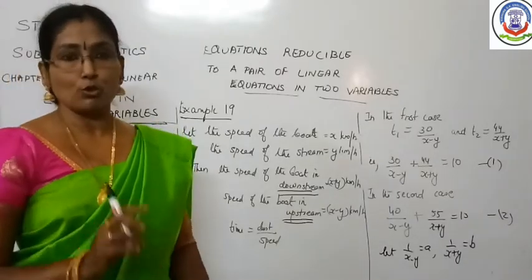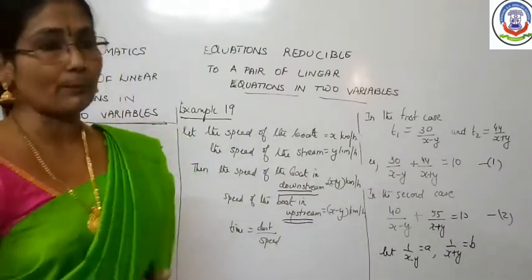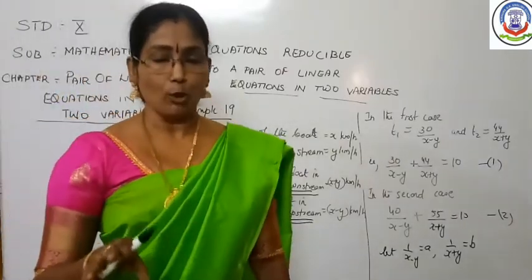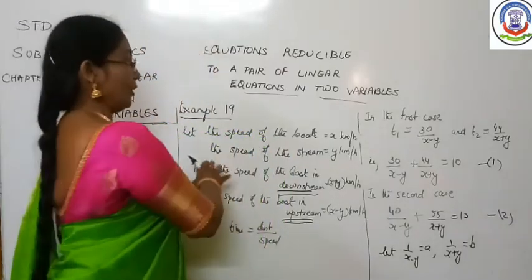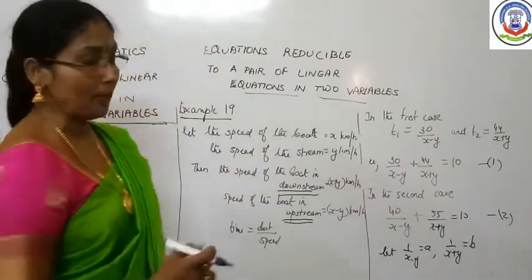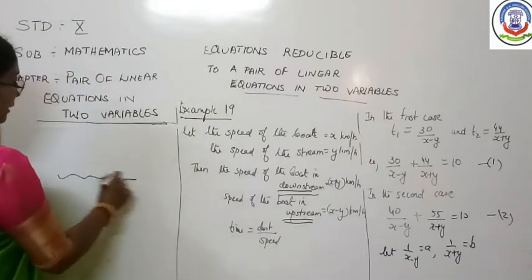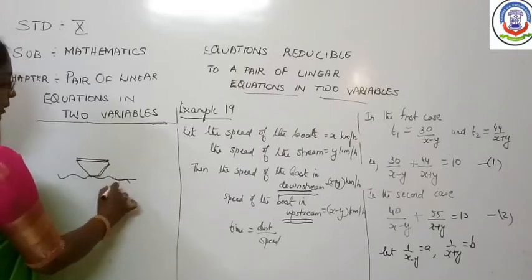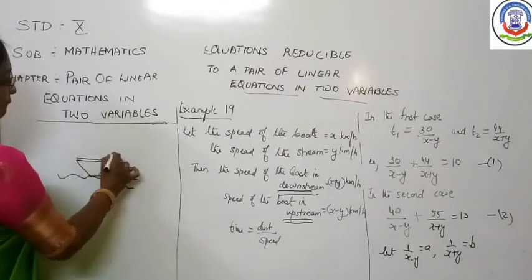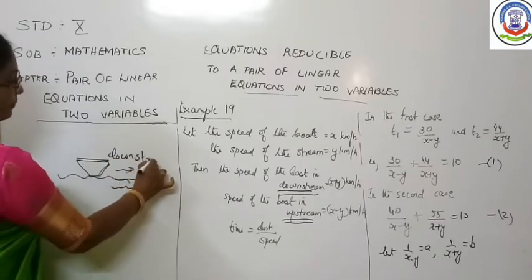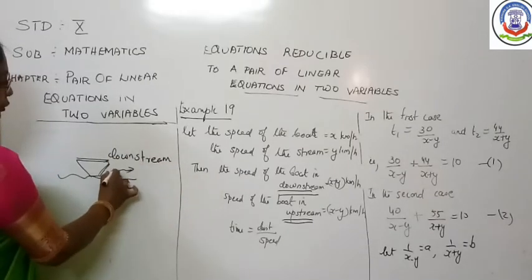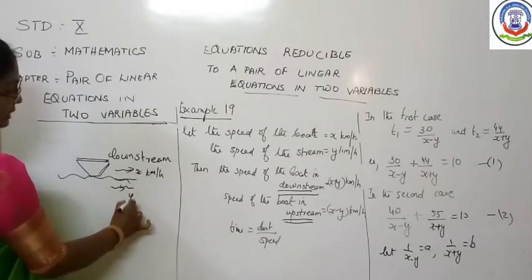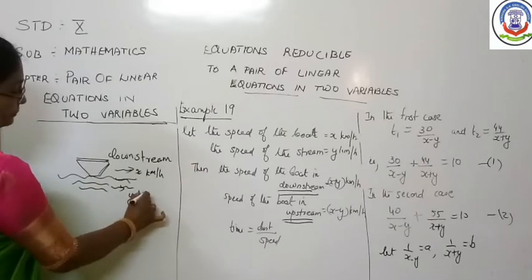First of all, you have to suppose two variables here. Let the speed of the boat in still water be x kilometer per hour, and the speed of the stream, since the stream also has a speed, be y kilometer per hour. When both the boat and the stream are going in the same direction, we denote it by the term downstream. Got it, children?